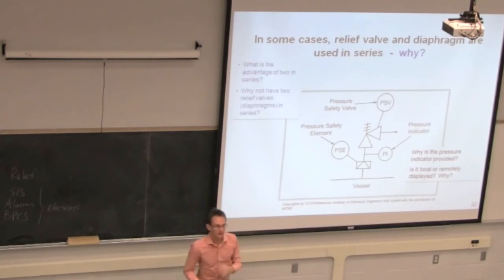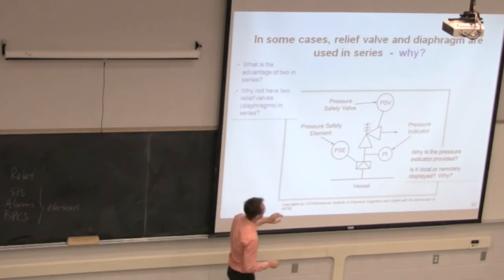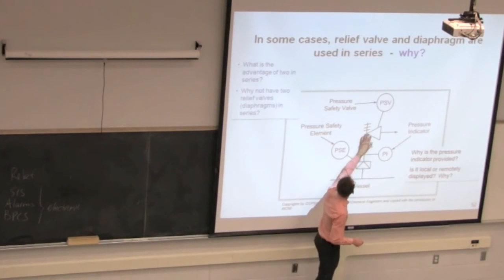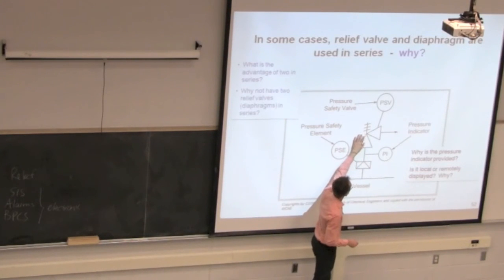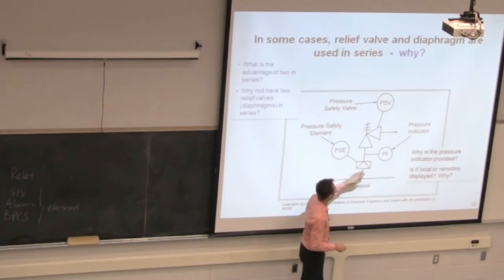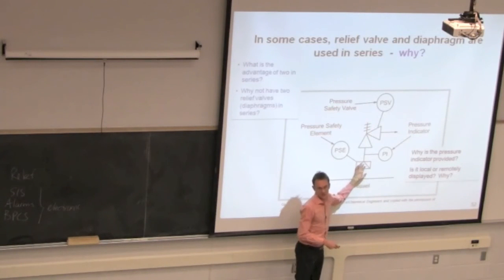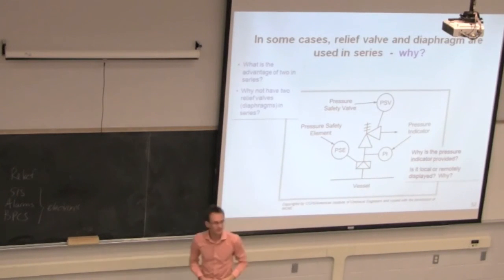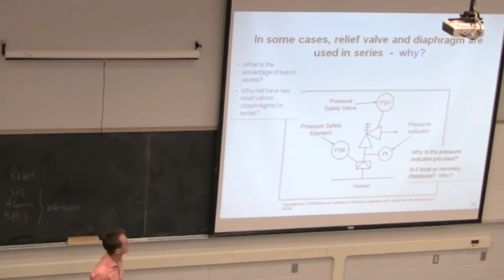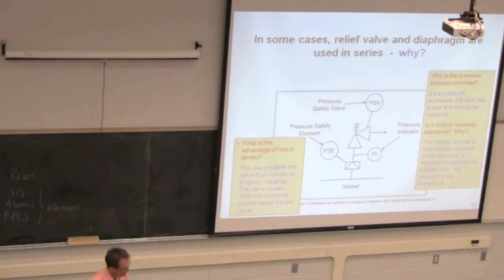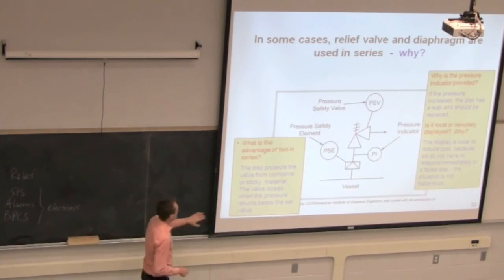Okay, so viscous fluids, corrosive fluids, anytime we're dealing with material that can cause the pressure relief valve up here to get damaged and lose its integrity, we'll protect that valve with an initial burst diaphragm. So sticky material is the main situation.